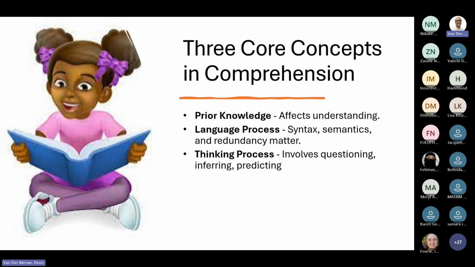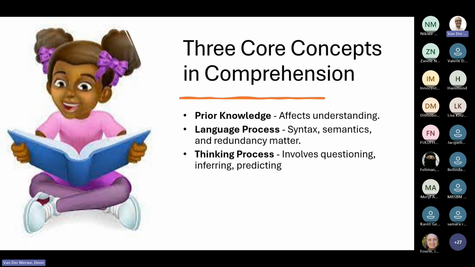And then also the thinking process that is part of the core concepts in comprehension, because reading is like solving a puzzle. Learners have to ask questions, make predictions, and figure out relationships between ideas. And they need to be taught to think critically and to actively engage with the text.